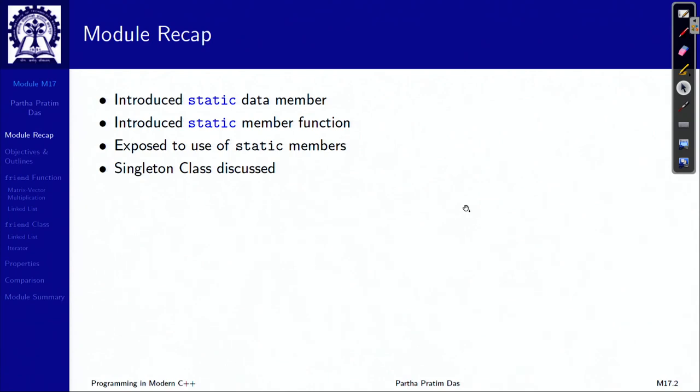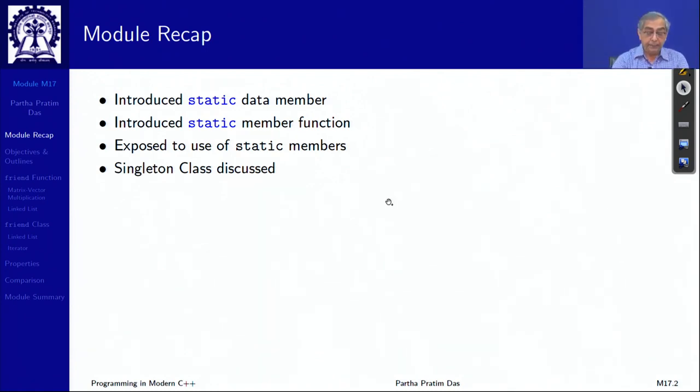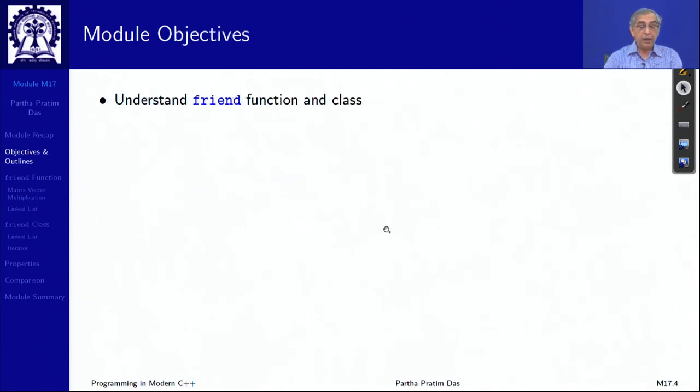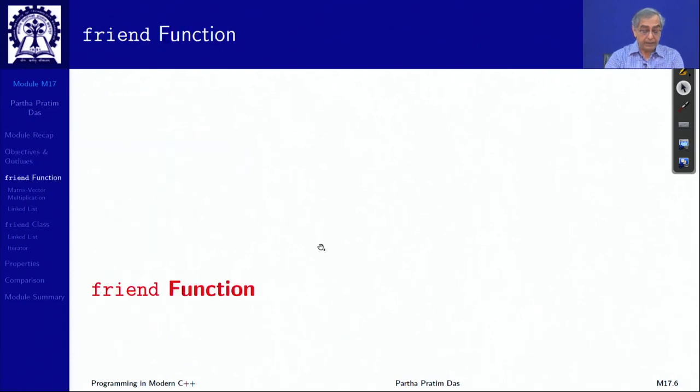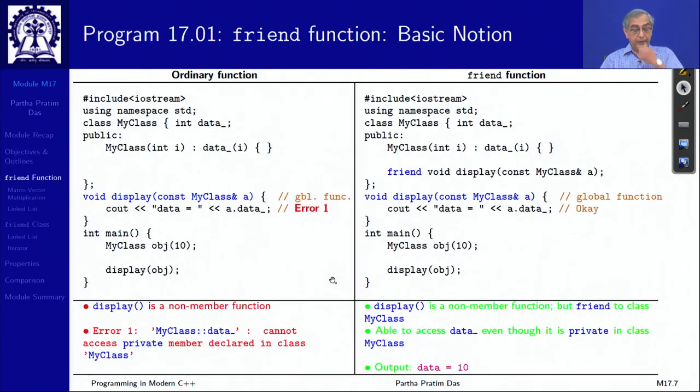In the last module, we discussed static data members, member functions, and the singleton pattern. We will now discuss the concept of friend function and class, which is related but different. It is a very tricky feature that I am going to discuss in this module today. This is the outline, and let us talk about friend function.